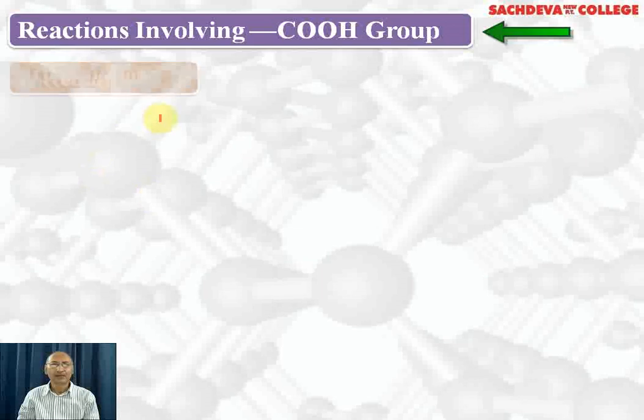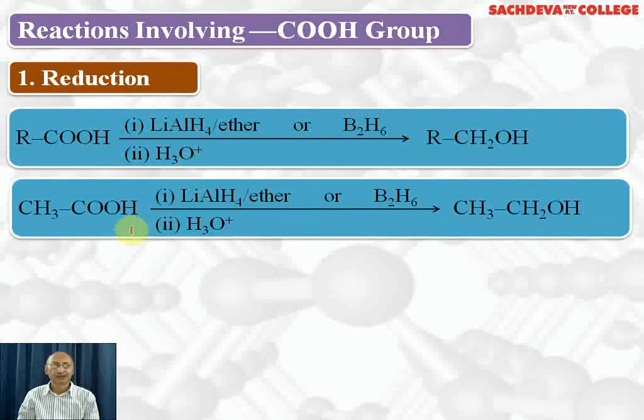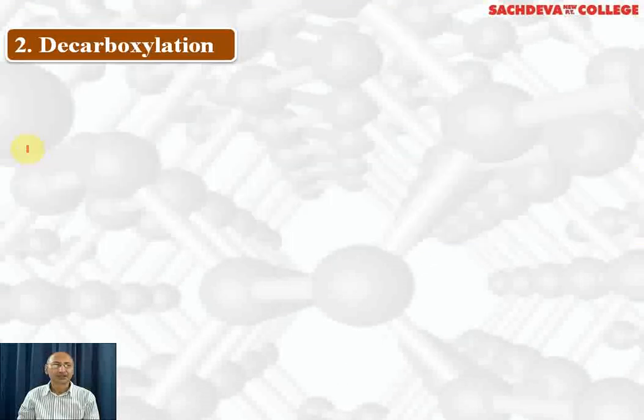Reactions involving the carboxylic acid group. First we are taking reduction. Carboxylic acid when reduced with lithium aluminum hydride in presence of ether or diborane followed by hydrolysis, we get alcohol. For example, acetic acid when reduced with lithium aluminum hydride in ether or B2H6 followed by acidic hydrolysis, we get ethyl alcohol.